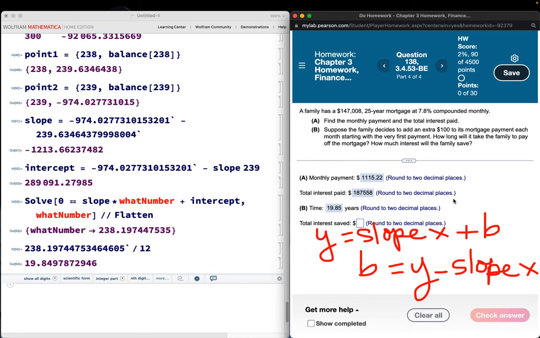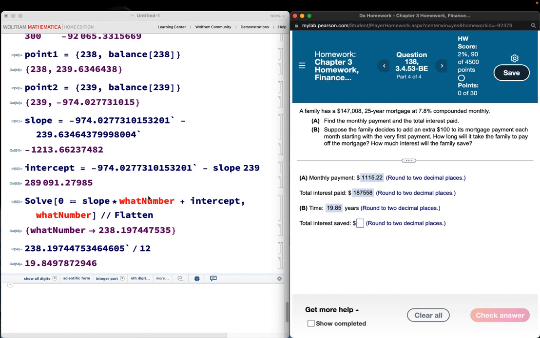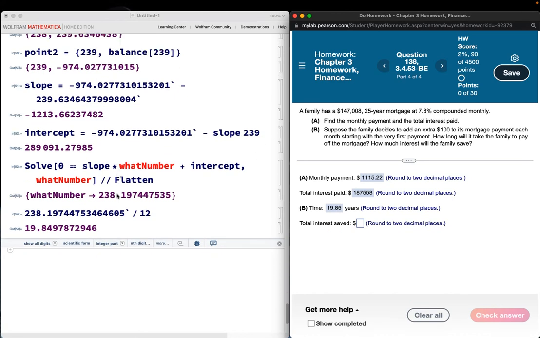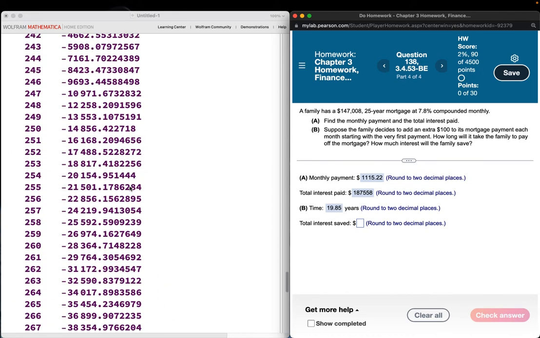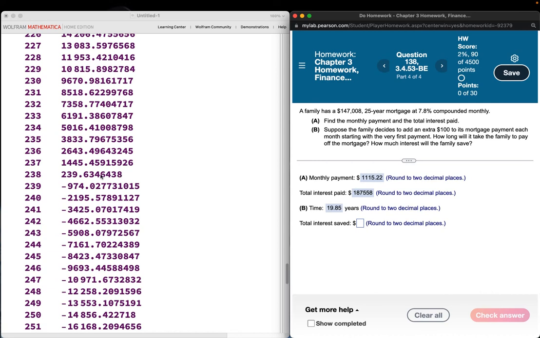So now we have to think, what is our total interest saved? What is the total interest that we're saving? Hold on one second. So this one can get a little bit tricky. Let me think for a moment. So here, 238, 239. The total interest.